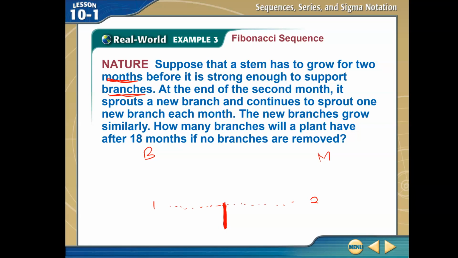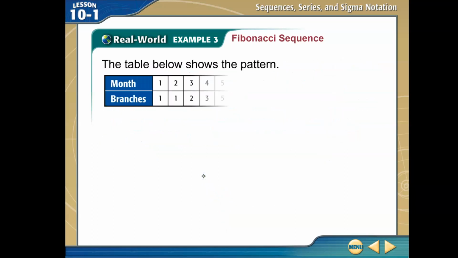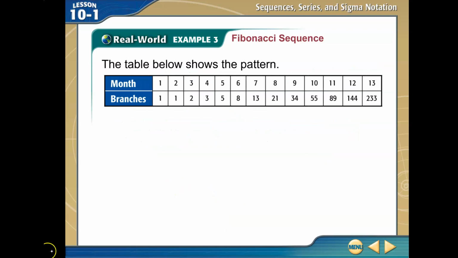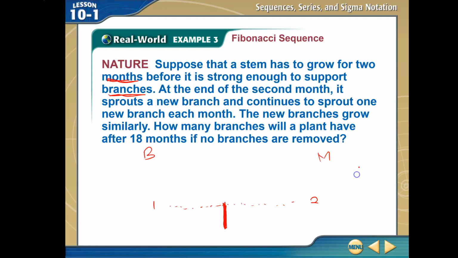At the end of the second month, it sprouts a new branch and continues to sprout one new branch each month, right? Now look, they're saying after 1 month it sprouts one branch, right? So I will make one branch. Oops, sorry, wait a minute. So here it is, we are back.